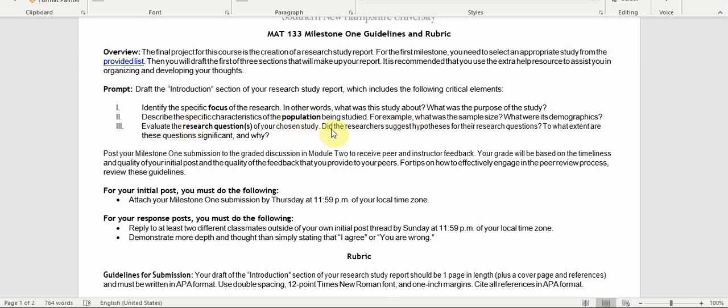Then evaluate the research questions of your chosen study. Did the researchers suggest hypotheses for their questions? Or did they have something in mind that they think they were going to see a correlation between something? Or are they saying, we don't know what's going to happen, we're just curious, so we're doing a research assignment? So you need to address that. To what extent are these questions significant and why? Here you have to answer it. For some reason you picked this article, right? So why would somebody research this? Why is it important? Even if it's not important to you personally, think about why these questions would be important to somebody and why they might be interested in looking at these questions.